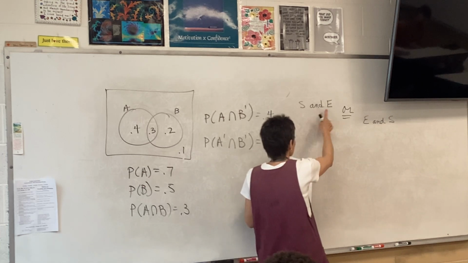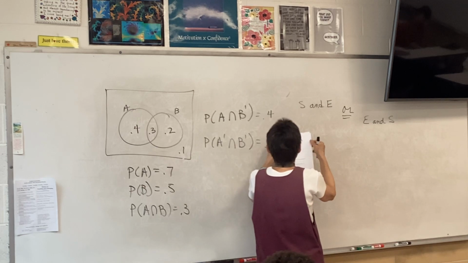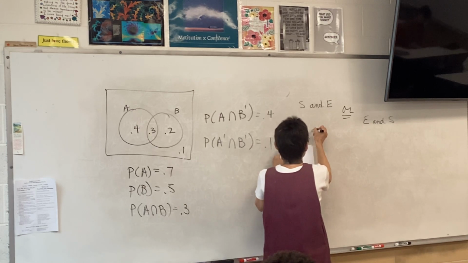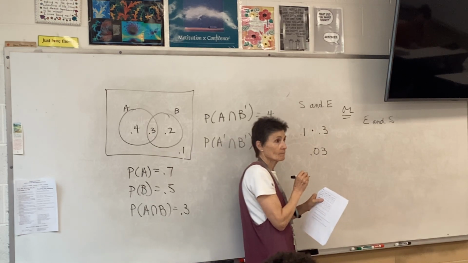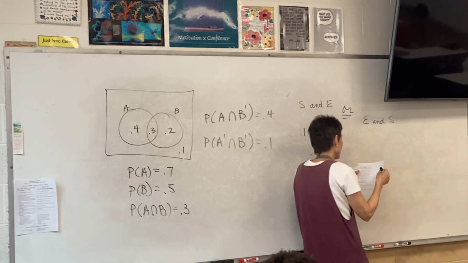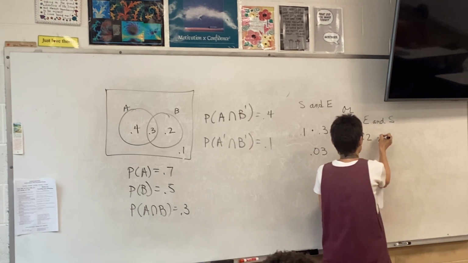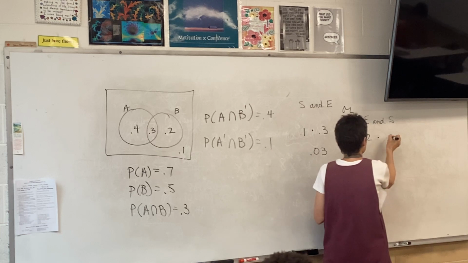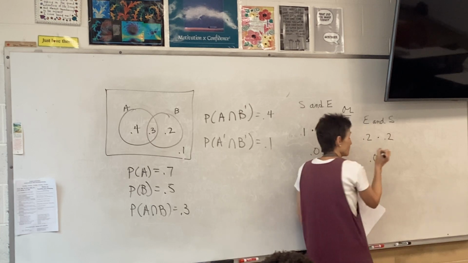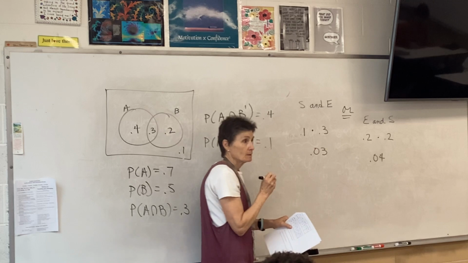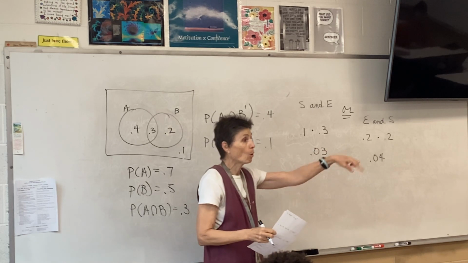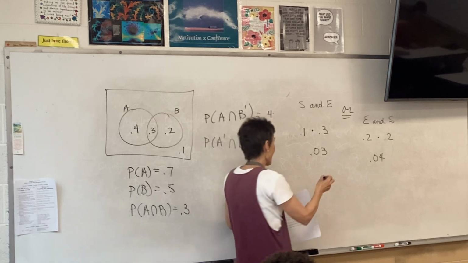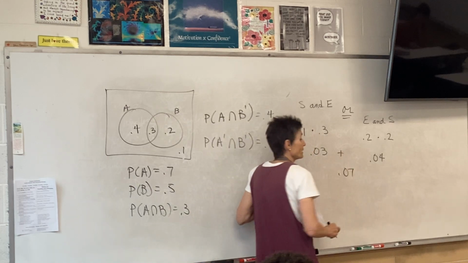So, first class, second class, here we go. Science and English means multiply. I got 0.03 for that one. Or English first, so 0.2, and science second, 0.2. I got 0.04 for that one. Now, what do I do with those two numbers? Since it's this or this, I add them. So the answer is 0.07.